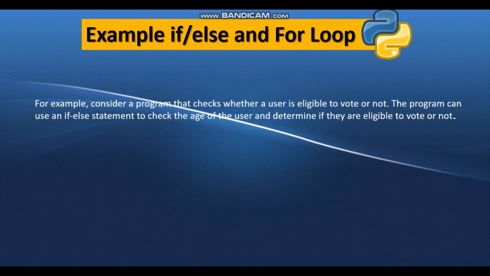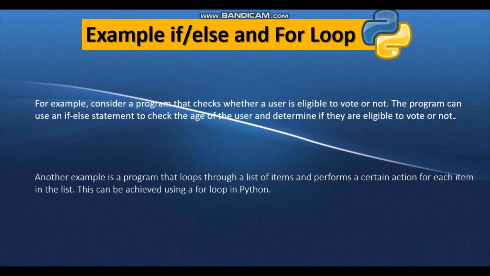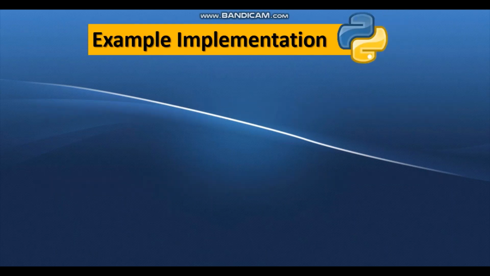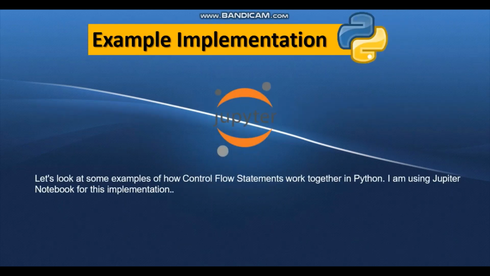to vote or not. Another example is a program that loops through a list of items and performs a certain action for each item in the list. This can be achieved using a for loop in Python. Let's take a look at some Python code examples to better understand control flow statements.